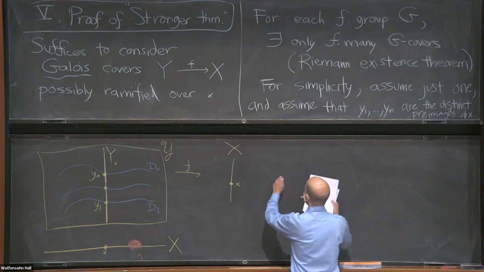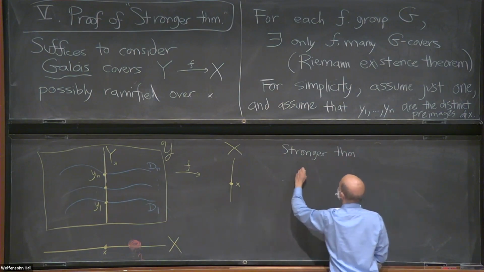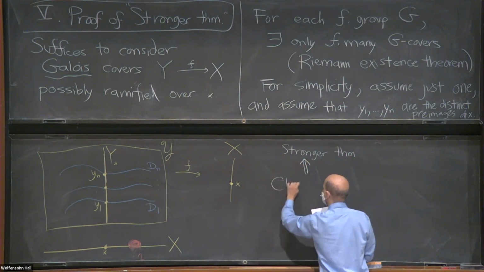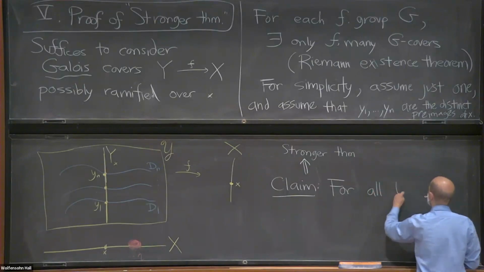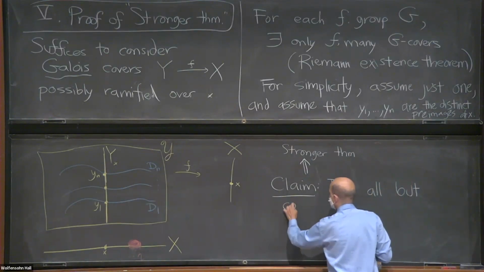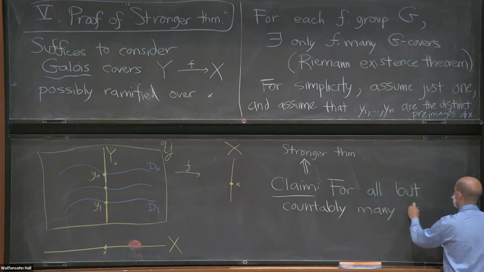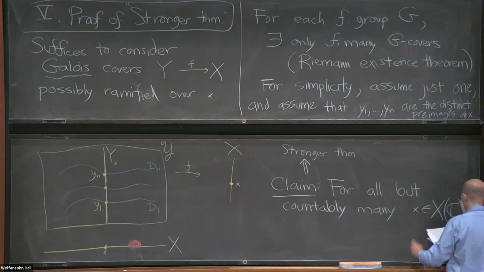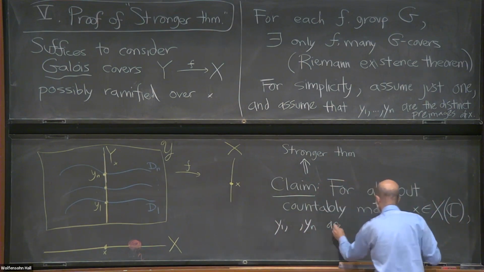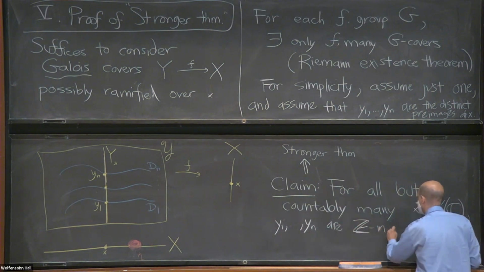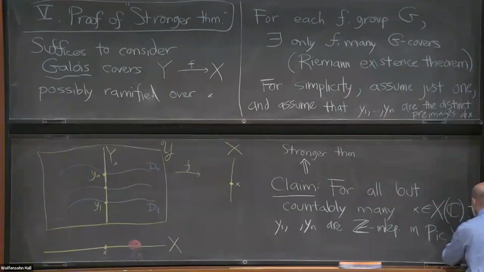So, to prove the stronger theorem, it would follow from the following claim: that for all but countably many points of the complex points, these preimages are Z-independent in the Picard group of the cover, which is Y sub x.